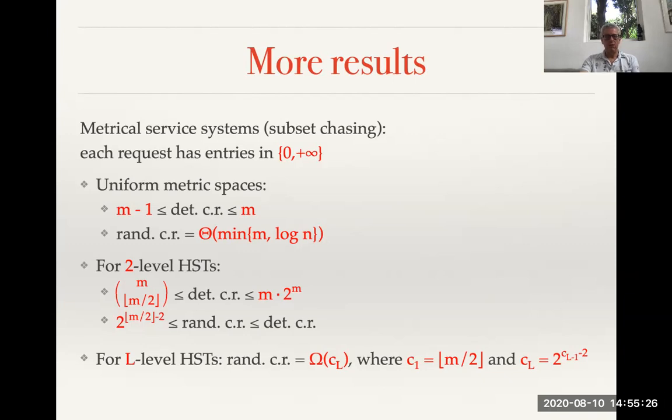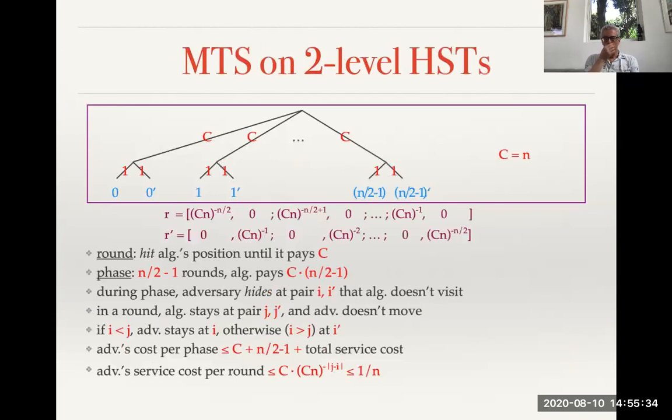And now I want to show the rather simple proofs for just two of these results, not all of them. So let's start with metrical task systems. I'll show the deterministic lower bound for two-level HSTs. So all the lower bounds here are existential.